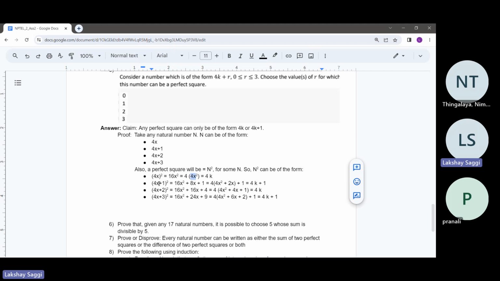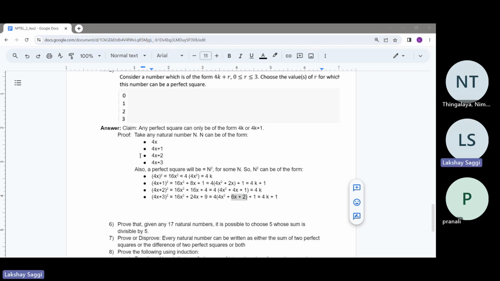Similarly, if the initial number was of the form 4x plus 1, then its square can be written as 4k plus 1, where k will be like this. And similarly here and here. So I hope this notation now makes sense a bit more.